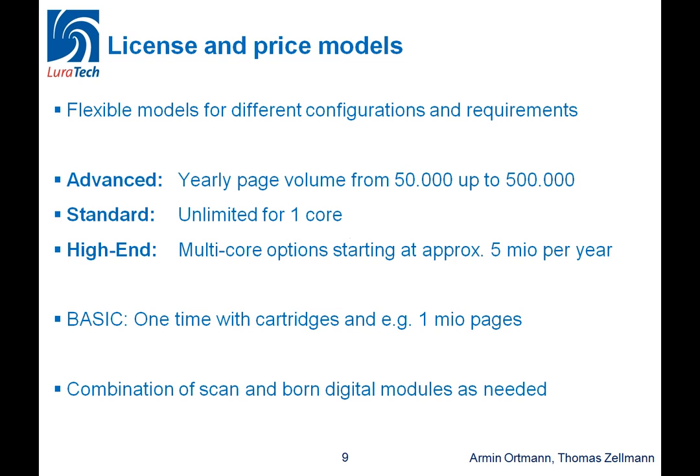This is what we have for the permanent usage of PDF Compressor, so you do it ongoing in your digital mailroom. And we also have a model if it is needed one time, so think of a digitization of 100,000 folders, or a conversion of an existing archive with TIFF files, for example, with 1 million pages. There we have what we call the cartridges. This gives you 1 million pages, so you do the conversion, the migration job in my example, and after that the job is done, but PDF Compressor is also used then. And this can be flexible, combined with scan and born digital as your needs.